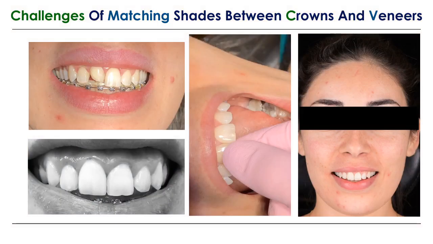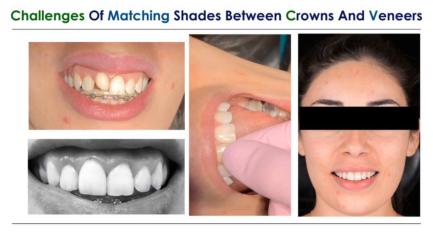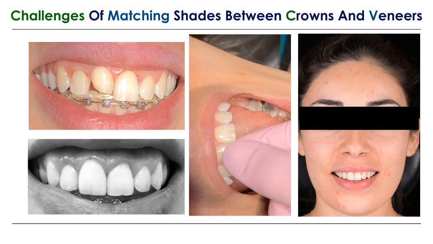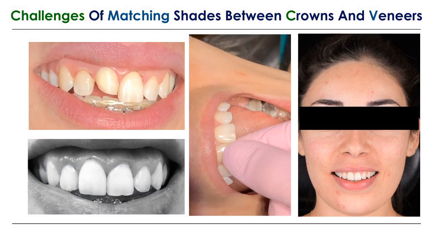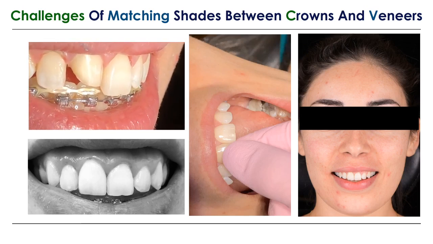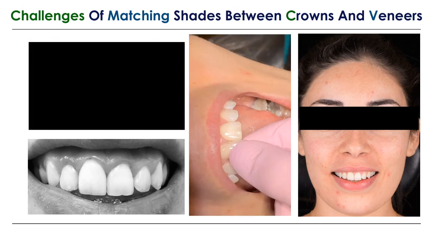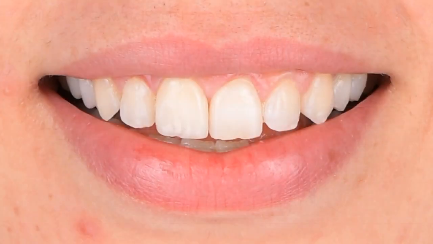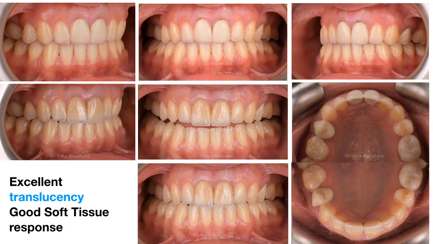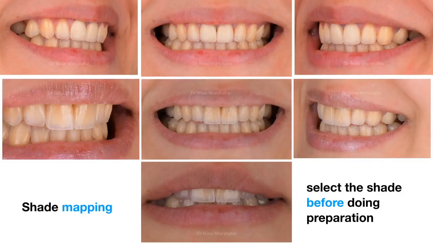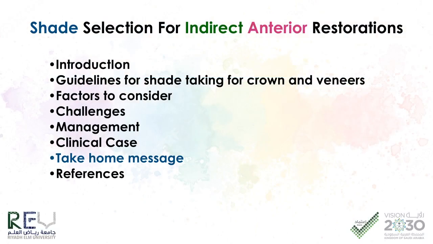And it is very important to understand that the value picture we take in black and white photograph, to know the brightness of the restoration and whether it's matching. And this is the final result for my patient. And we can see here the case 2 about shade mapping, how it's important to make the same translucency as the adjacent. And don't forget to take a shade before doing the preparation.